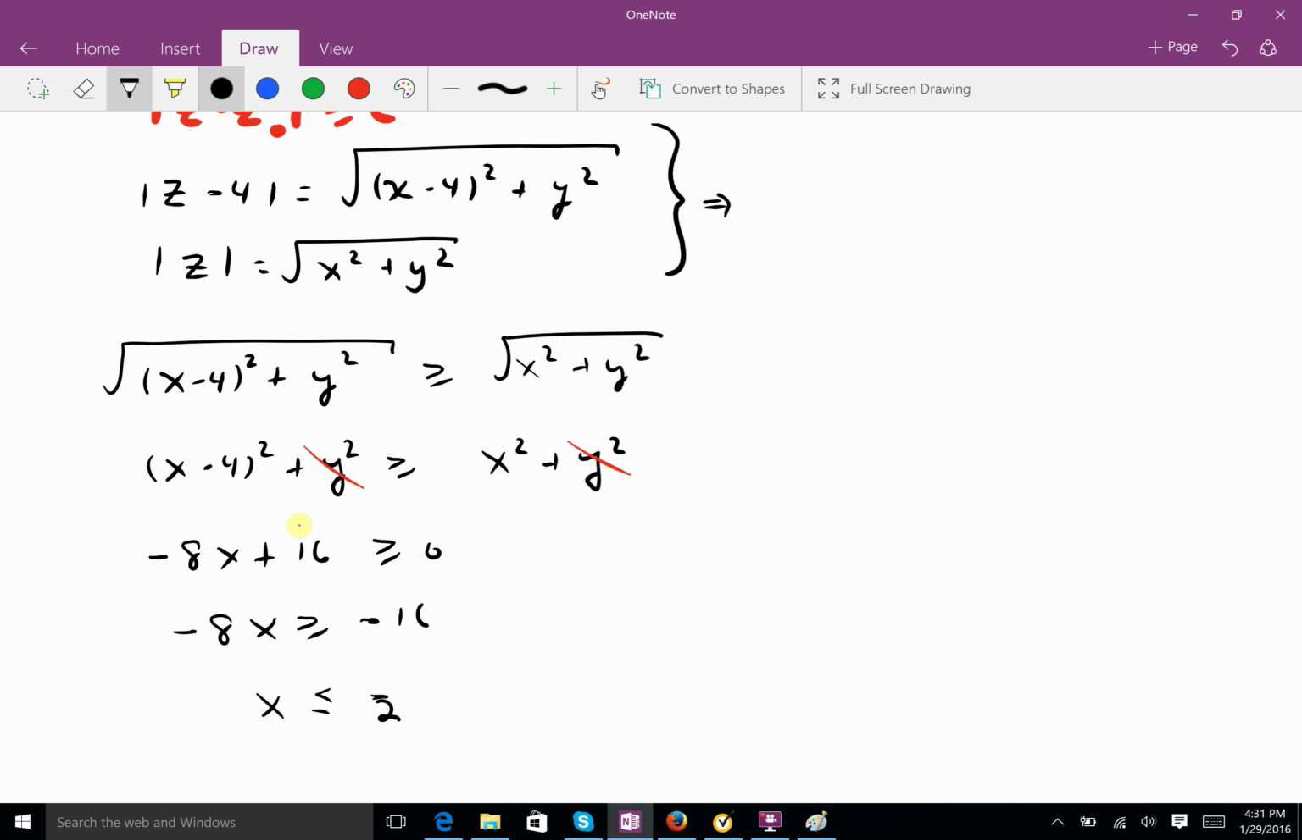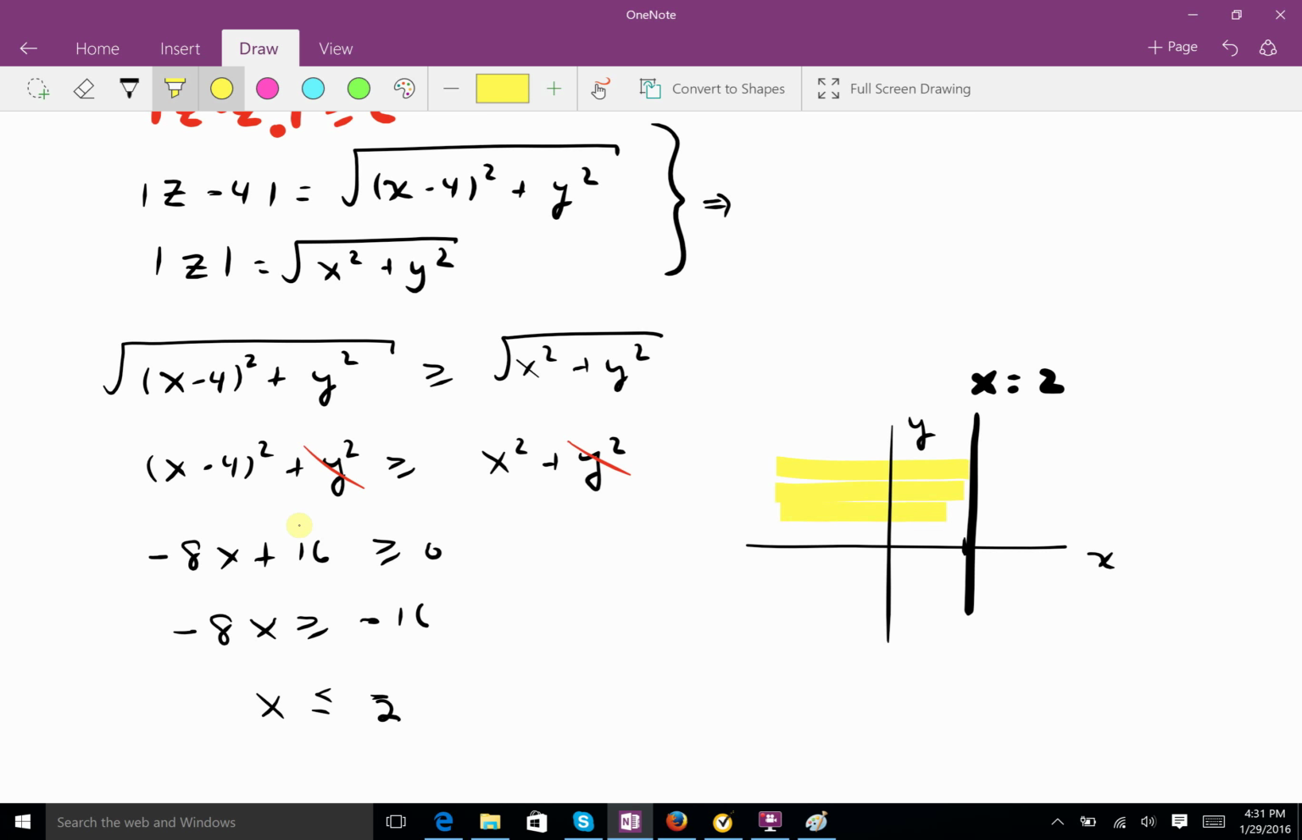And so, of course, I can easily graph that, right? Here's x equal to 2. And I'm going to shade in everything below it. X is less than or equal to that. So it also includes all of these values here. Okay, and that's going to be my answer. Okay, that's it for the second problem.